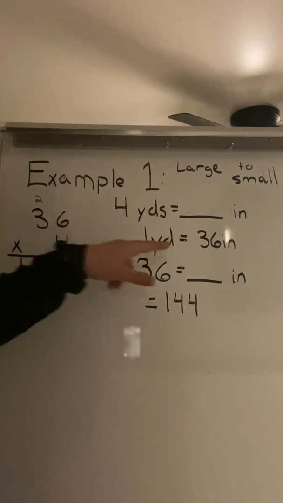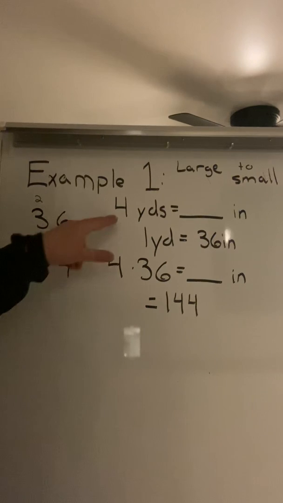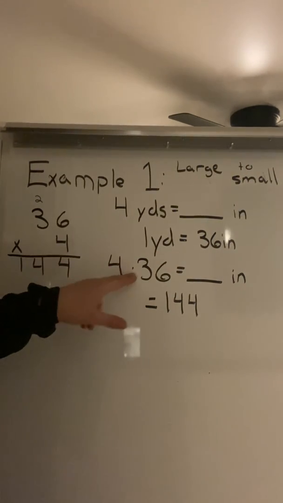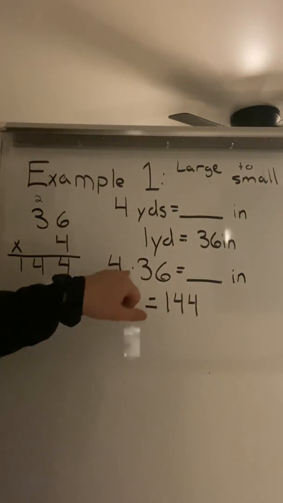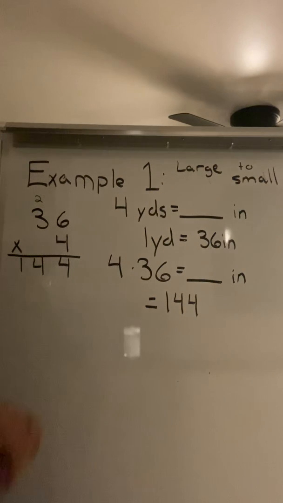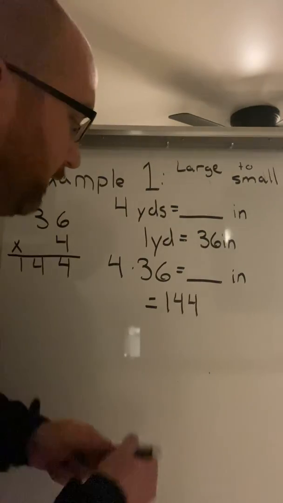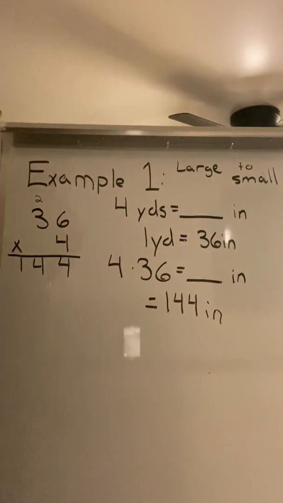Well, I know that 1 yard equals 36 inches. So since we're going from a large to a small, I would take 4 yards times 36 inches, because there's 36 inches in 1 yard, and multiply, there's our dot, together. So off to the side here, 4 times 6 is 24, 4 times 3 is 12, plus 2 is 14, so we have 144, and this would be labeled inches. All right, so there's one example.